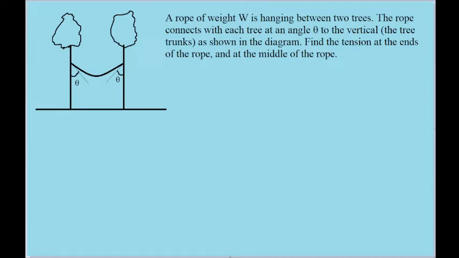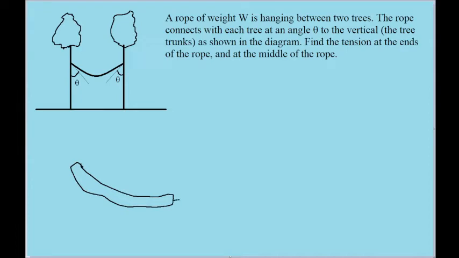And the way that you can make this problem a lot easier is to draw a free body diagram of the rope. But instead of drawing a free body diagram of the entire rope, you could just draw a free body diagram of just half the rope. And it might seem odd, but if you do it like this, then this actually simplifies things a bit.